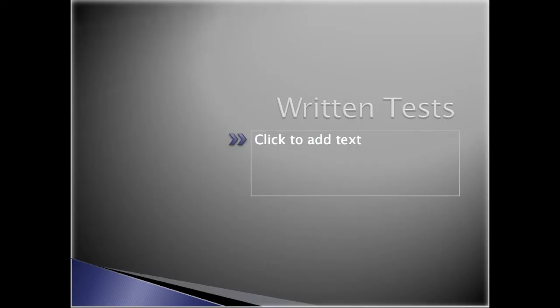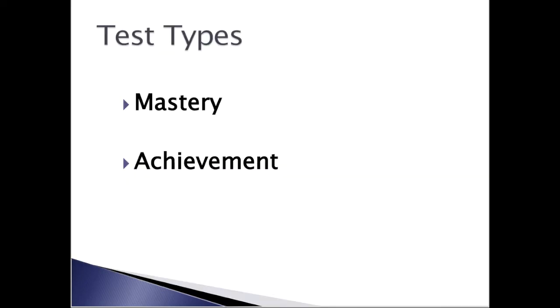So the next thing we're going to talk about is written tests. There are different types of tests: mastery and achievement. The type of test you plan to administer will help you decide on the type and nature of questions you're going to use. So mastery tests are used to determine whether a student has achieved enough knowledge to meet some minimum requirement that's set by you, the teacher.